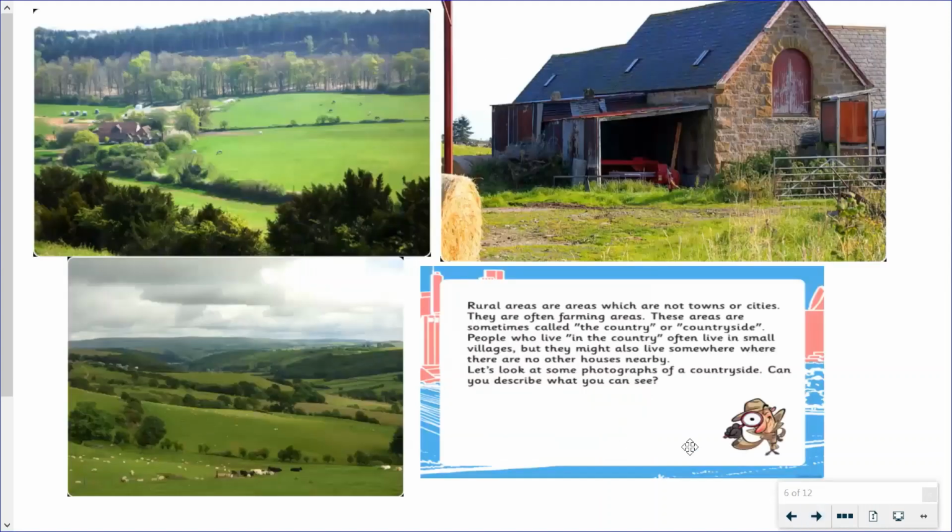Fantastic. Well, let's reflect back on last week's learning and remind ourselves what rural areas are. These areas are not towns or cities. They are often farming areas. These areas are sometimes called the country or the countryside. People who live in the country often live in small villages, but they might also live somewhere where there are no other houses nearby.